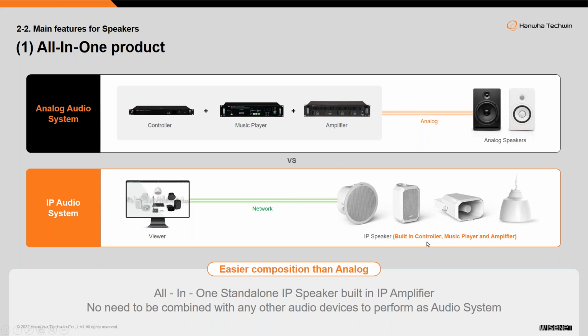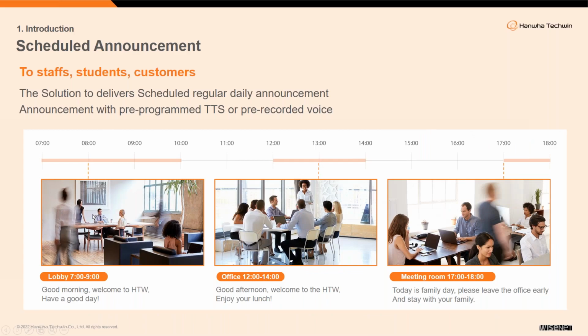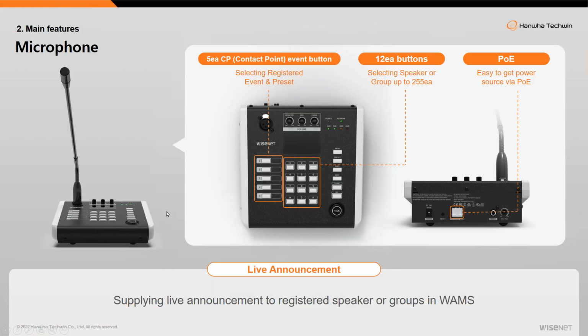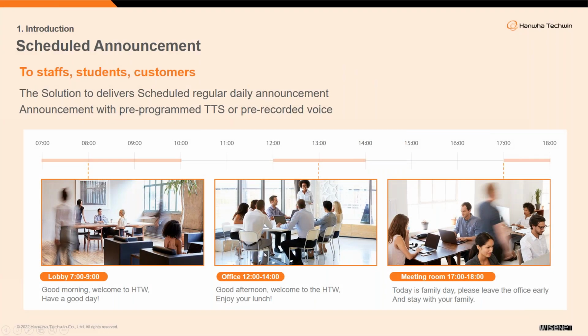Then, what do people traditionally use speakers for? To give announcements. You can have scheduled announcements. Maybe you can pre-record the announcement and then play it at a certain time, or you can also use the PoE microphone to make live announcements. You can also zone: you can group speakers, and you can have automatic announcements scheduled at different times.